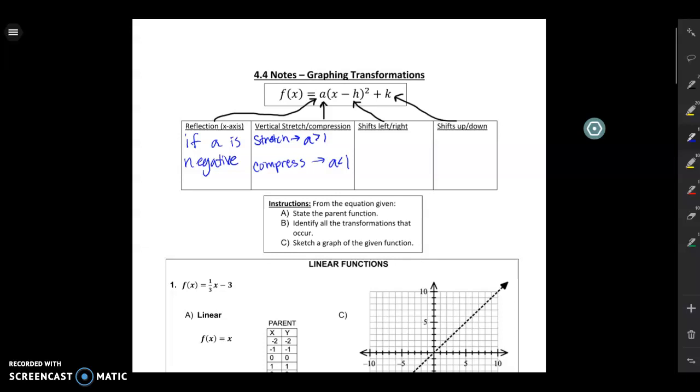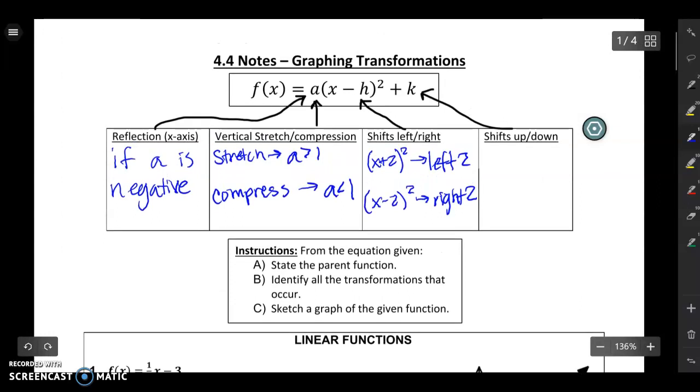That h makes it shift left and right. So say I have x plus 2 squared. That's going to move it left 2. If I have x minus 2 squared, that's going to move it right 2. And then my k at the very end is going to shift it up and down. So let's say I had x squared plus 3. That's going to move it up 3. X squared minus 3 is going to be down 3.